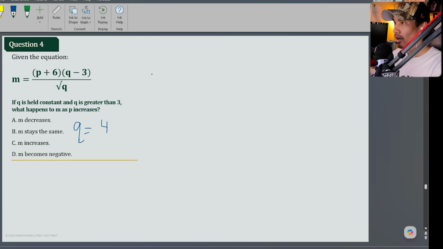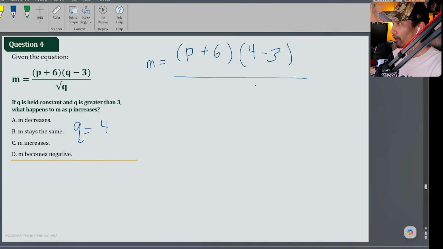All right, so I'm going to go ahead and do that. M is equal to P plus 6, and then Q we said was 4 minus 3, all this, and then square root 4. Okay, know your square roots, guys. Know them. Know your perfect squares. So then we have M equals P plus 6, and then 4 minus 3 is 1, and then divide by 2, or square root of 4 is 2.